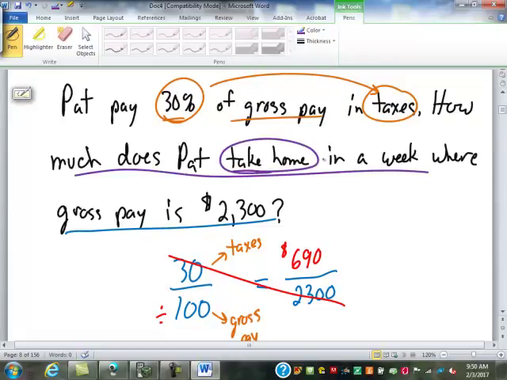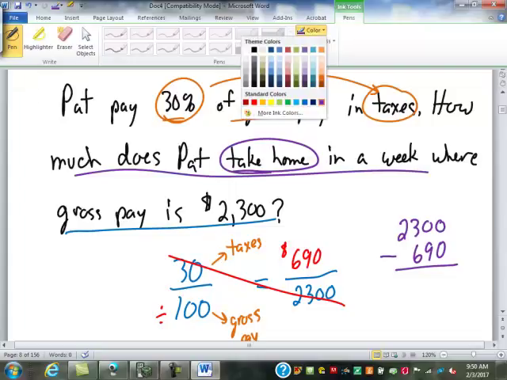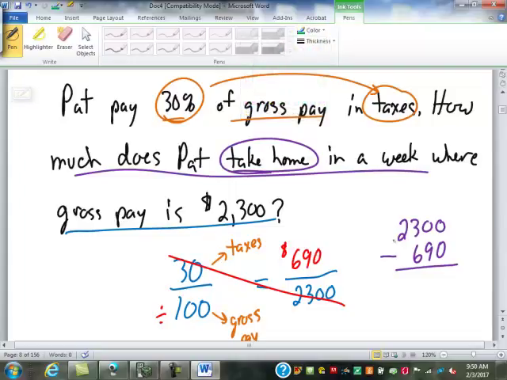It's asking for what Pat takes home, which is the amount after taxes. So even though we did the percent correctly, we're still not done with the problem. We still have to subtract that percentage, the taxes, from the whole amount to get $1,610. That is what Pat takes home after the taxes. Any questions?